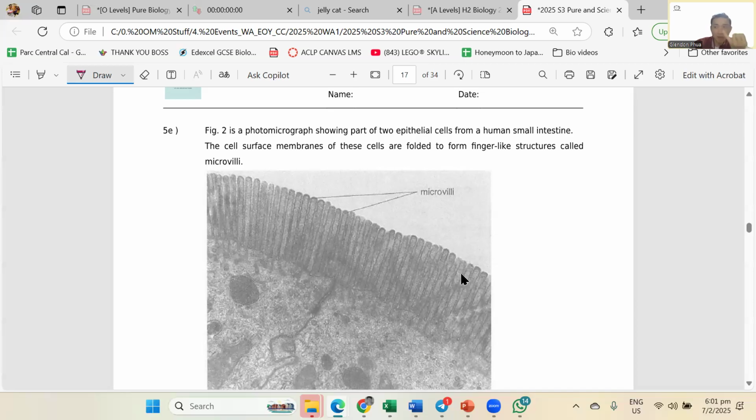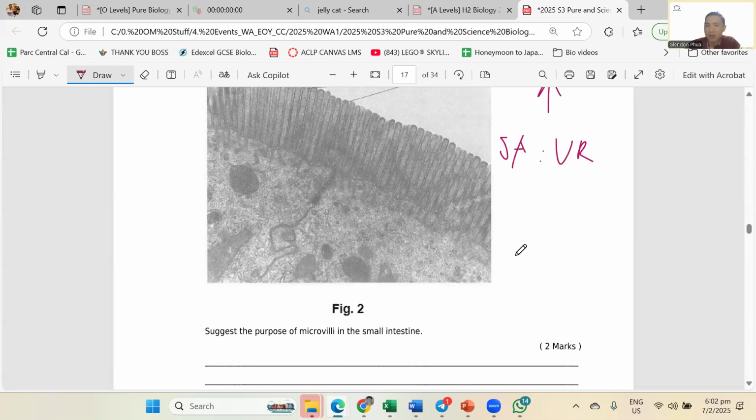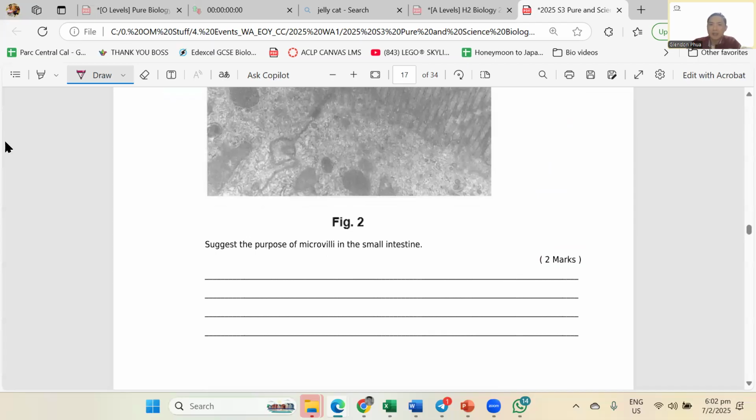Either in root hair cell, red blood cell, or in your epithelial cell. So I just need you to look at the picture and realize, regardless of whatever it is, the cell there will increase surface area to volume ratio. Here, there's microvilli. So on the surface over here, once I see microvilli, hey, increase my surface area to volume ratio. Then suggest the purpose of it.